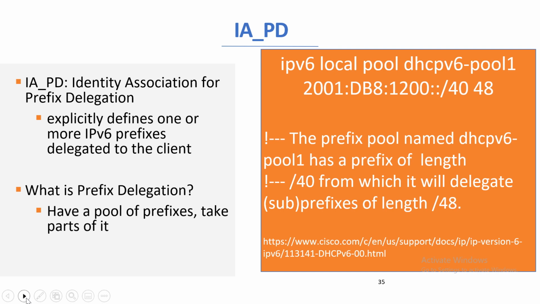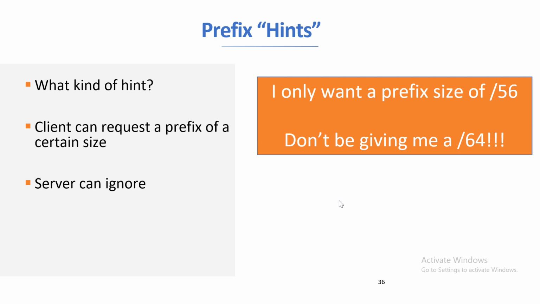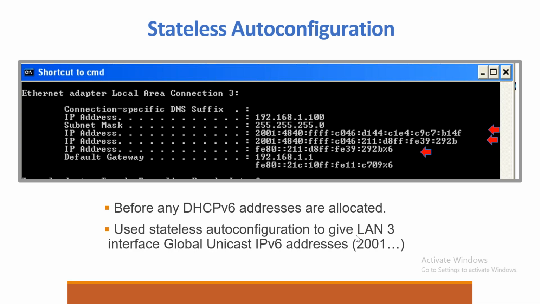You can also have a prefix hint. What kind of hint? You can say, I want you to give me a prefix size of a /56, not a /64, and the server can ignore that or not ignore that. That is at the discretion of the server, but you'll see that. So let's go through some screenshots and some packets.